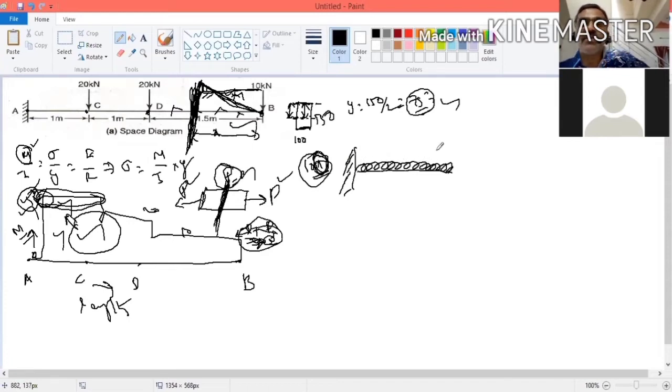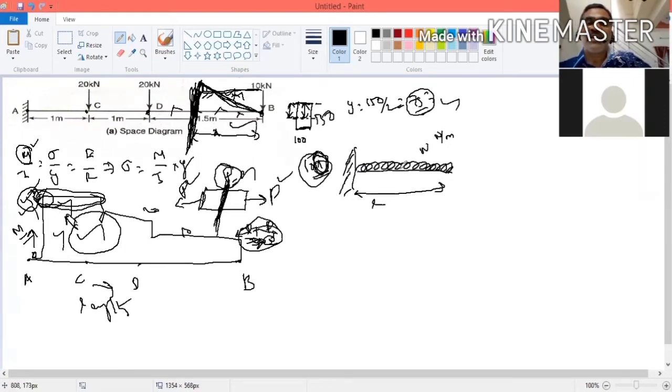Generally, when a uniformly distributed load is given, the unit will be Newton per meter. This is load per unit length. If you have some length L, then what is the total load? W into L, right?